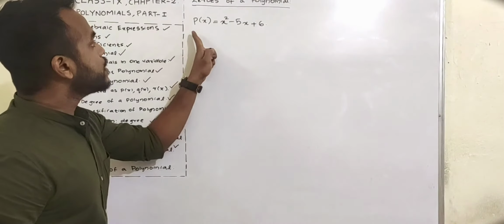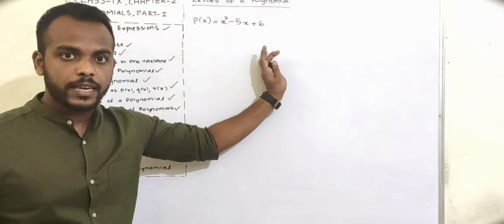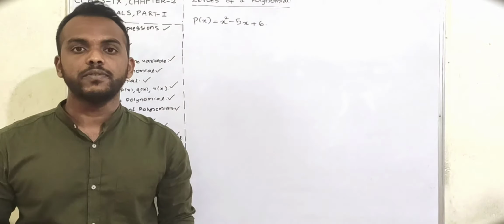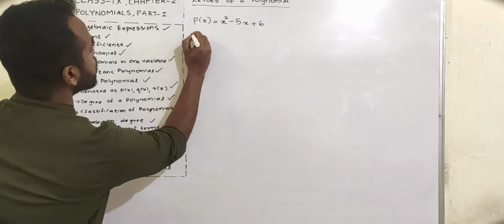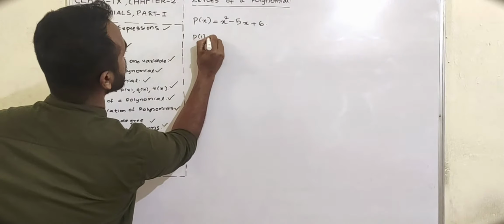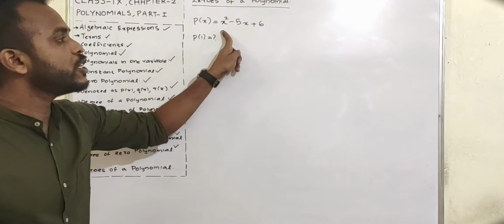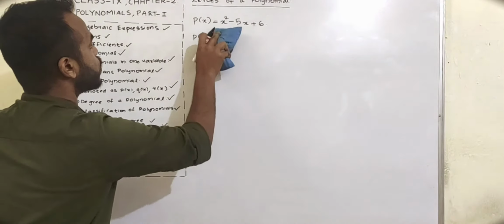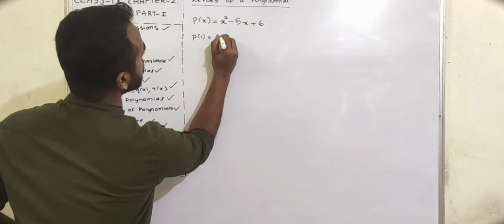Just see, this is the polynomial that's given to us, p of x is equal to x square minus 5x plus 6. If you are asked to find the value of p of 1, the question can be asked like that. What is p of 1? You just need to put 1 wherever you see x in the given polynomial. So let's try this one out. P of 1, listen very carefully. So put 1 wherever you see x.